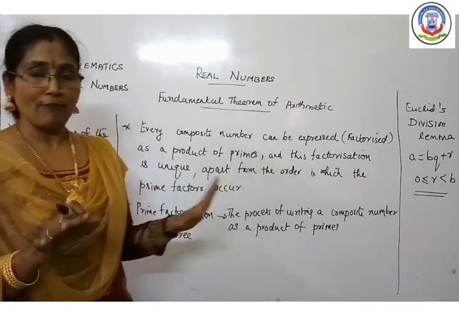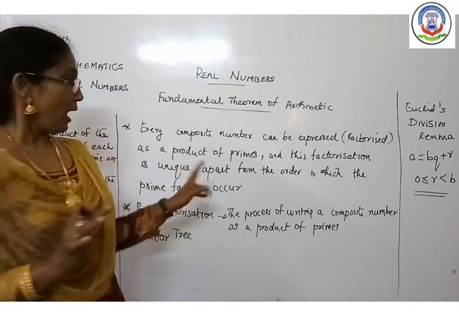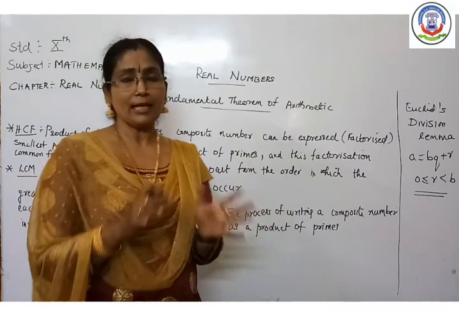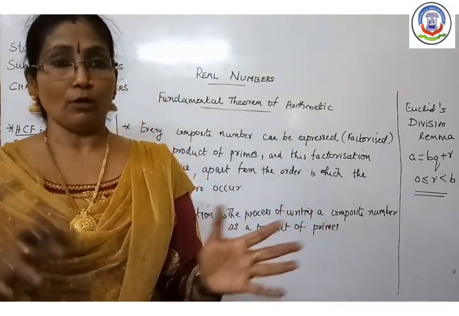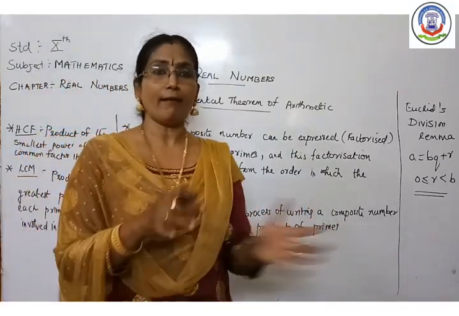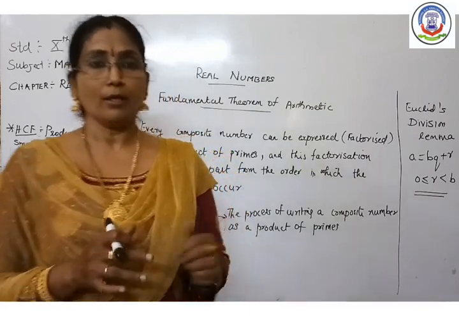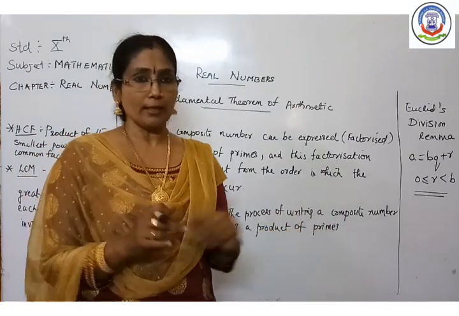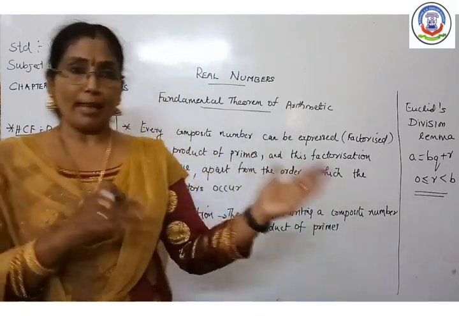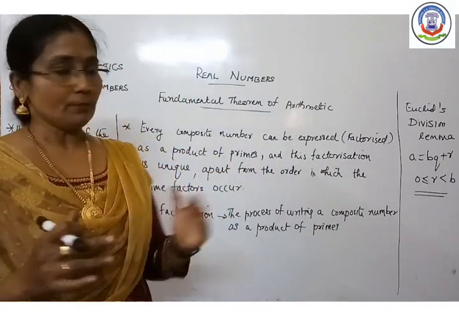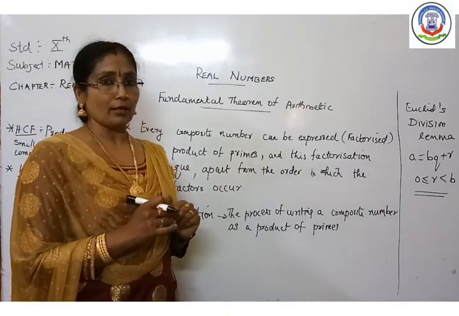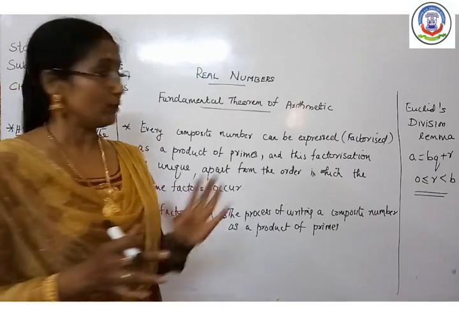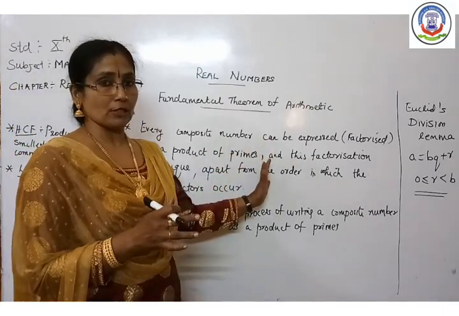That means one and only one factorization can be done for one number, apart from the order in which the prime factors occur. That means I can write 10 is equal to 5 into 2, and also 10 is equal to 2 into 5. Here 21 I can write as 3 into 7, or 7 into 3. Both are correct. Therefore we can say that apart from the order, the factorization is unique. Every composite number we can express in the form of a product of prime numbers.